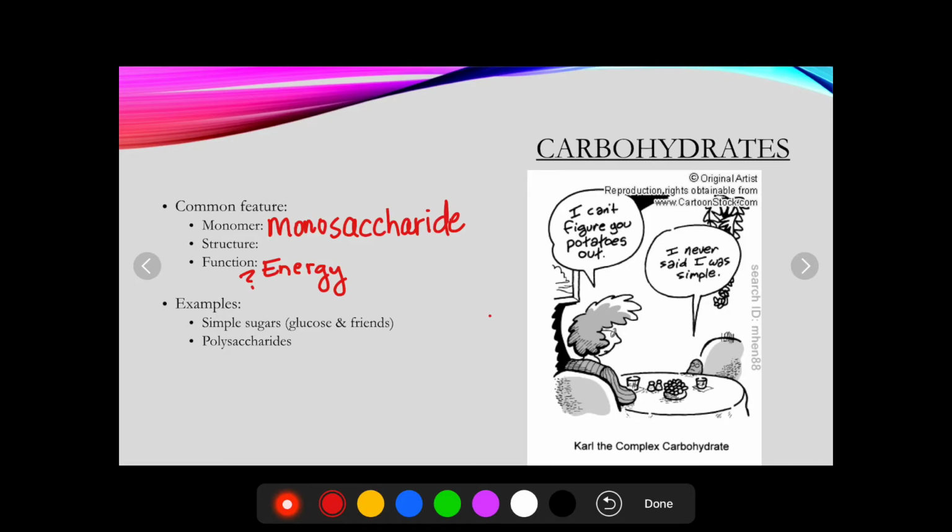We can be looking for carbohydrates as simple sugars. That's going to be your glucose, etc., or polysaccharides. Note, anytime you see OSE, you're thinking sugar. You're thinking a carbohydrate. And we can refer to monomers and dimers, the smaller pieces, as simple sugars, the bigger ones as polysaccharides, and potatoes are not simple sugars, they're polysaccharides, so it's funny. Haha, no. Moving on.